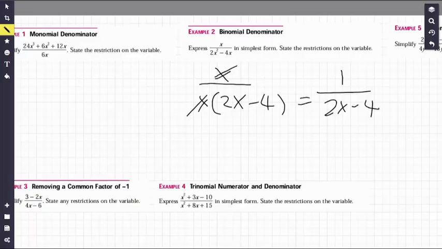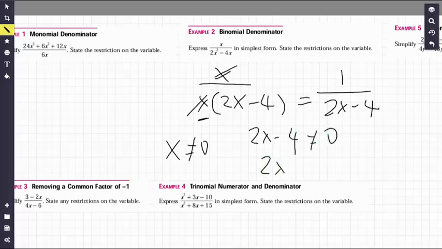And now we have to state the restriction. So in this case, when we had x here, because we factored it out, x cannot equal 0, because if it was 0, this entire term just doesn't matter. And then this bracket cannot equal 0, so 2x minus 4 cannot equal 0. Move the 4 over, 2x is equal to 4, x cannot equal 2, because when x equals 2, the bracket is 0, so no matter what x is going to be, it's always going to be 0.